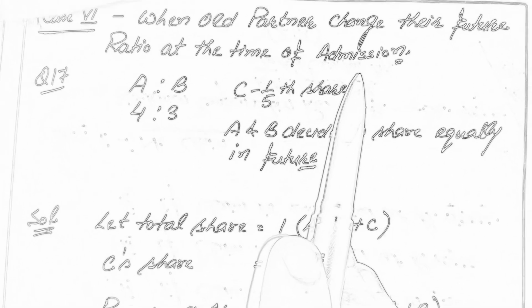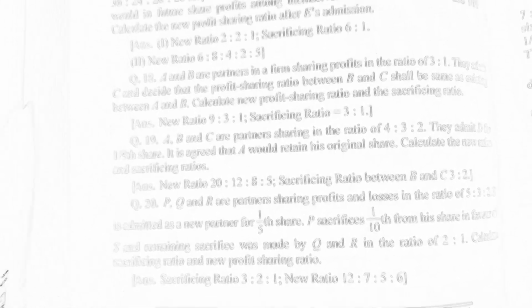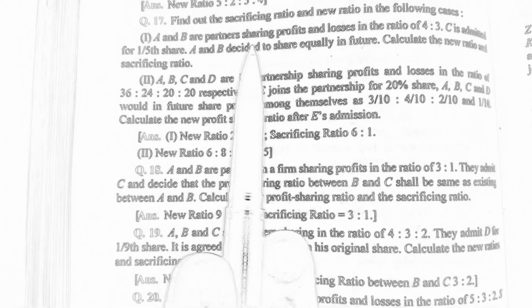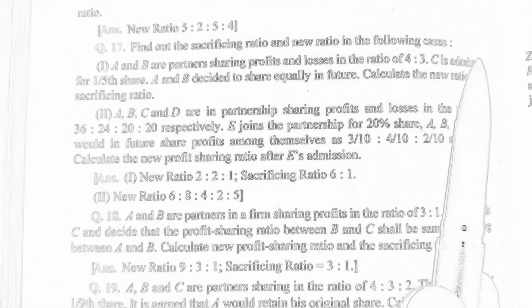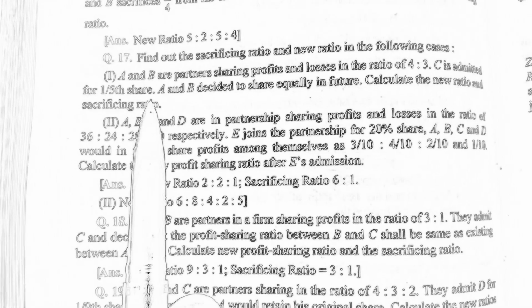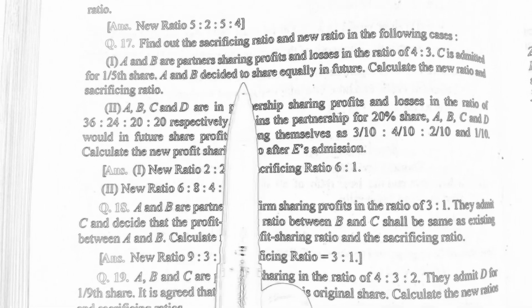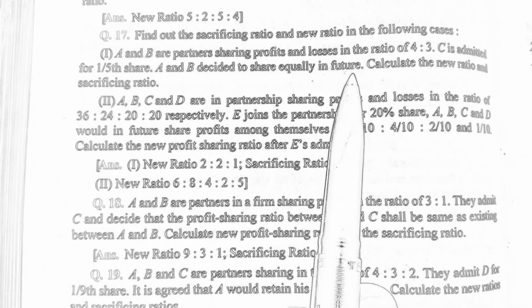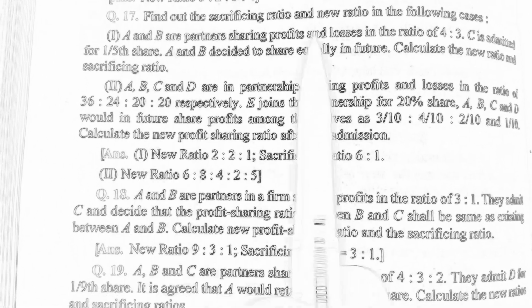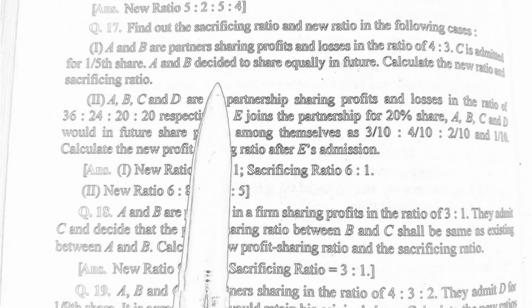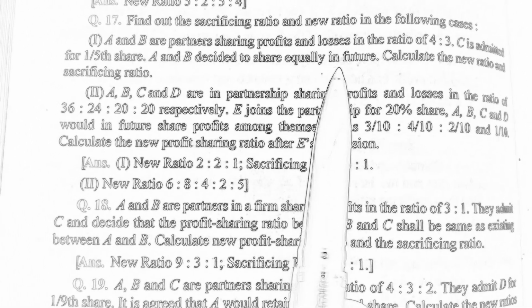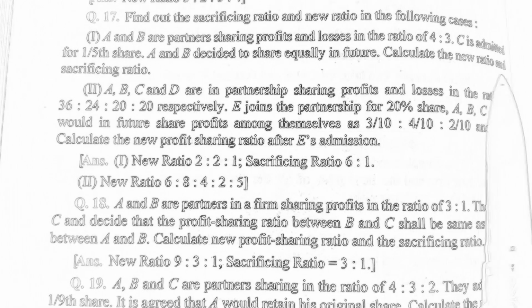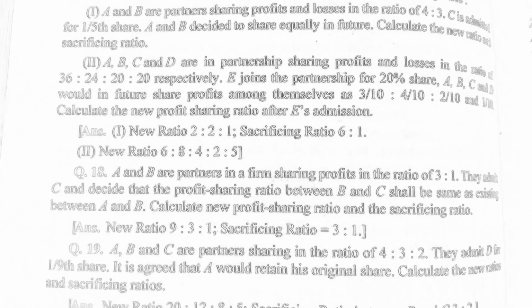This we can understand with the help of a question, question number 17 A part. A and B are partners sharing profits and losses in the ratio of 4:3. C is admitted for 1/5 share. A and B decided to share equally in future. A and B's old ratio is 4:3. Now at the time of admission, A and B decided to share future profit equally. Calculate the new ratio and the sacrificing ratio.